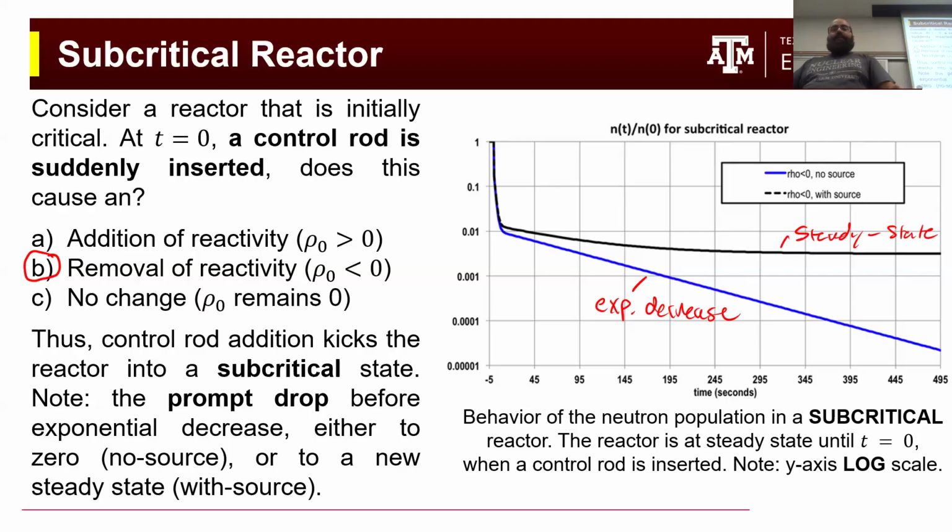So if I were to ask you, those three plots summarize anything that I could ask you about: I have this certain reactor and then something happens to it. It tells you about whether there is a source or there isn't a source, and what the reactor does depending on whether it's subcritical, supercritical, or critical.